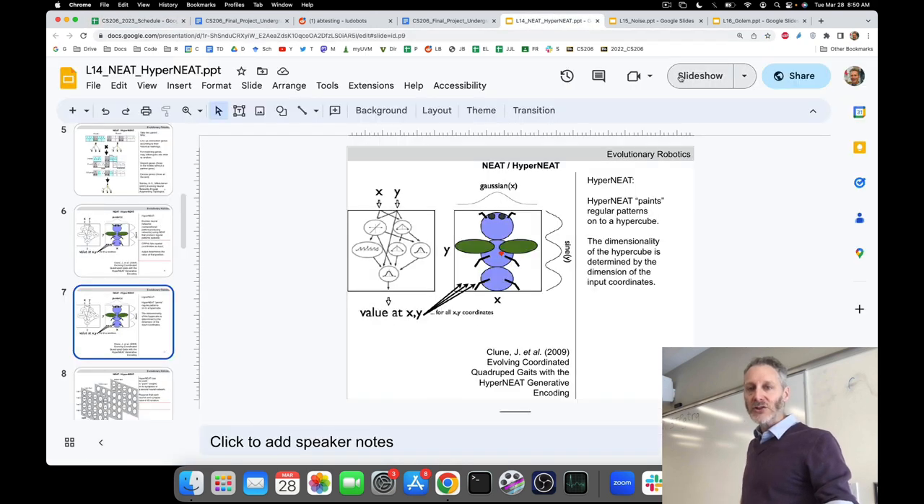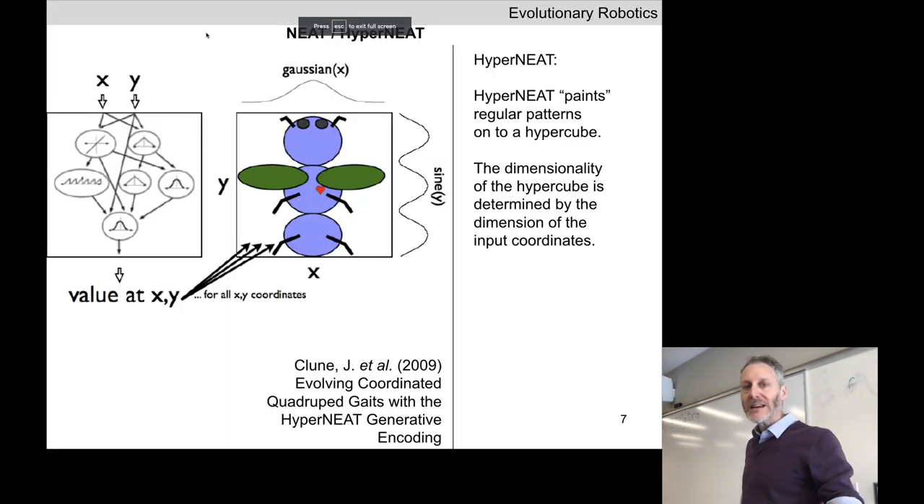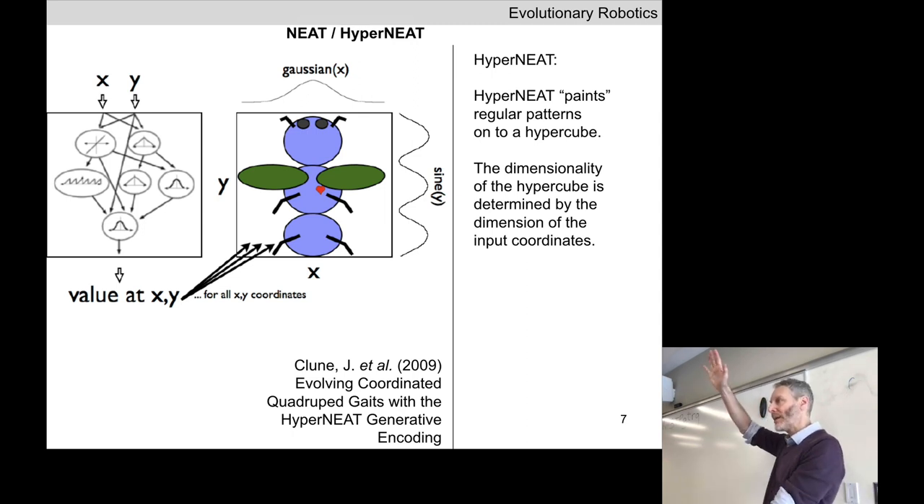Just to remind you, these are two different algorithms. NEAT was designed to solve a particular problem, the competing conventions problem. It also gives us this nice property that if we're evolving populations of neural networks, it allows the evolutionary algorithm to cut these neural networks in parts and glue those parts together in a form of sexual recombination.